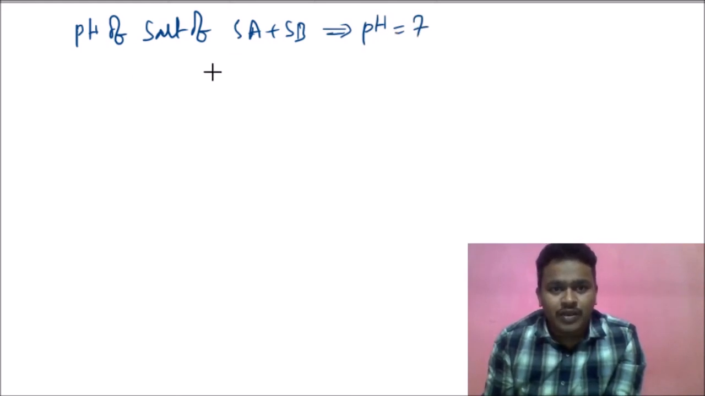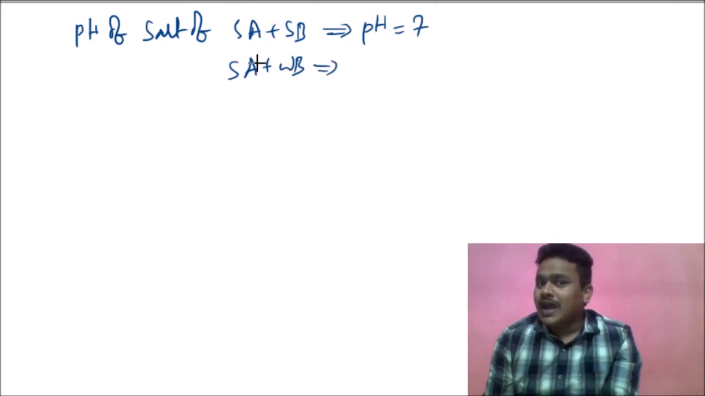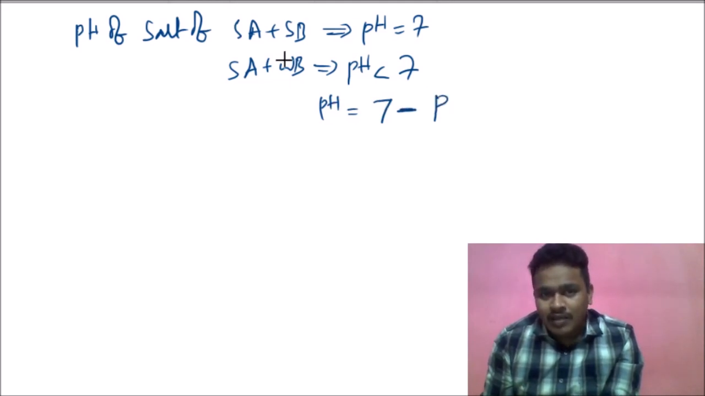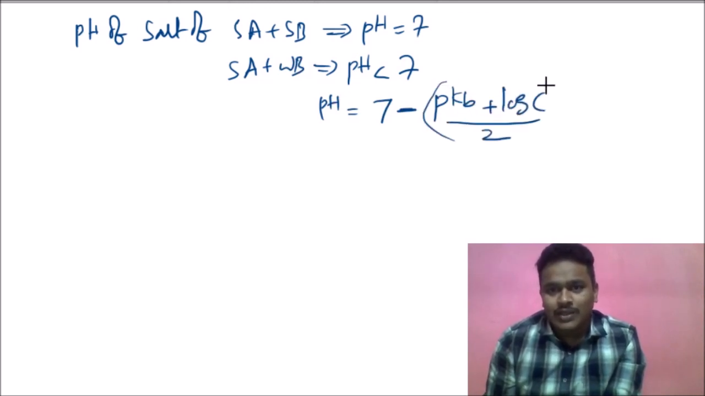pH of a salt of strong acid and weak base: the acid is strong, so the pH will be less than 7. At that time, what is the formula? Less than 7 means, as I told, 7 minus half of weak base pKb plus log C, like that you can remember.